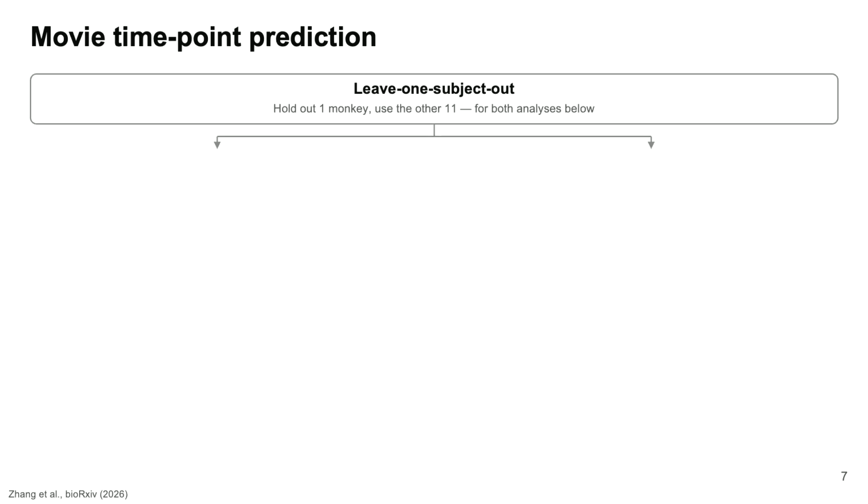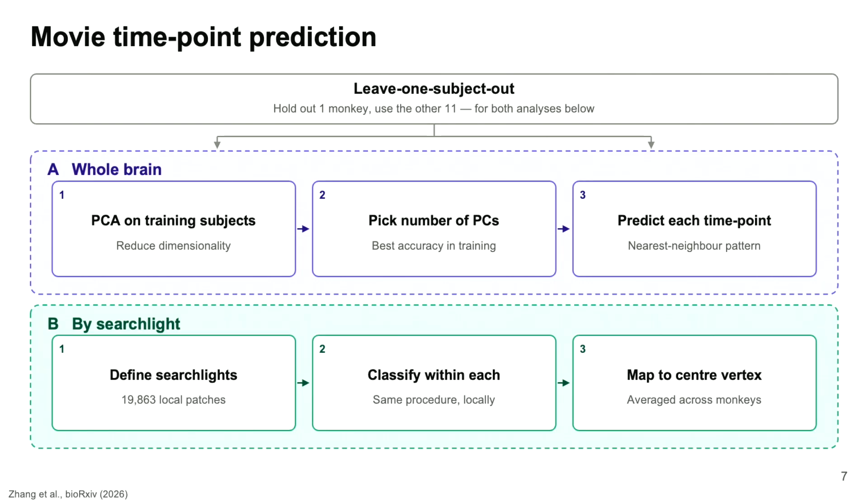That's our next test. Using only other monkeys' responses, can we identify which moment of the movie a given monkey was watching? We run 2 separate analyses, one at the whole-brain level and one at the searchlight level. Both use the same cross-validation method: we hold 1 monkey out and use the other 11. For the whole brain, we first reduce the dimensionality with PCA, then pick the number of components from the training data and match each held-out time point to the nearest response pattern in the other monkeys. The identical analysis is run inside nearly 20,000 small searchlights, with the accuracy assigned to the center vertex, so we can see where the shared information lives.